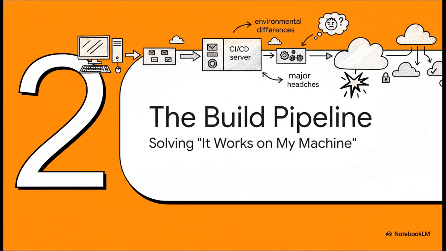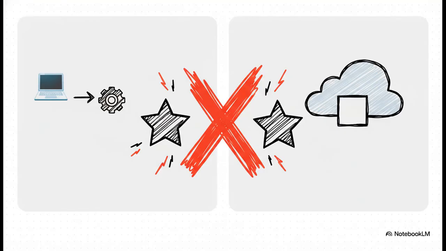Okay, so we've stabilized our local environment. That's great. But now we have to push that code into a build pipeline. And this is where the ghost of "it works on my machine" really comes back to haunt us, because the tiny differences between your laptop and the cloud can cause some major headaches. Let me paint you a picture.